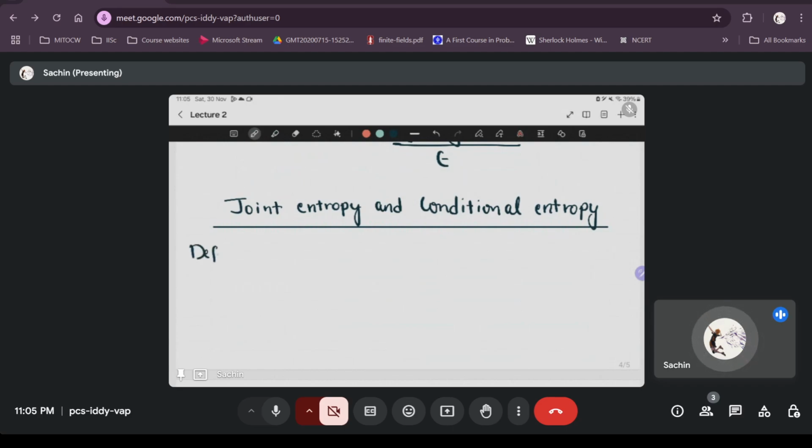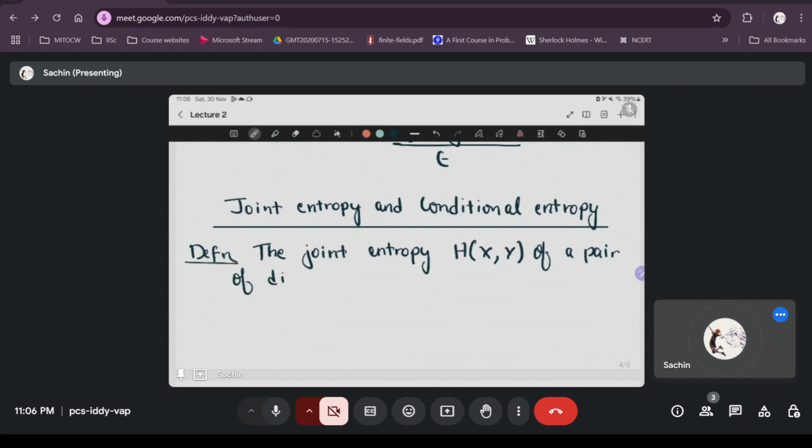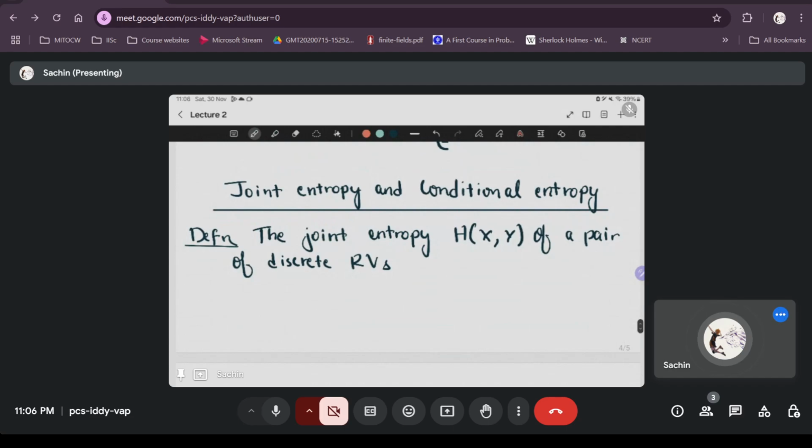Okay, so joint entropy. Similar to how we define entropy, the joint entropy H of X comma Y is defined for a pair of discrete random variables. It's also defined for continuous random variables, where wherever there is a sum, you will represent it with an integral, and there will be a differential dx dy corresponding to differential entropies.